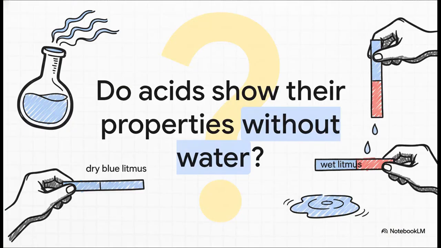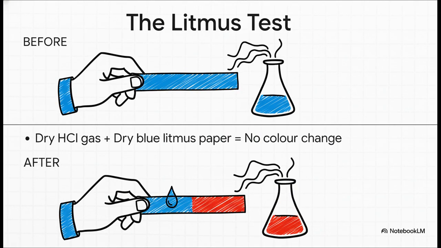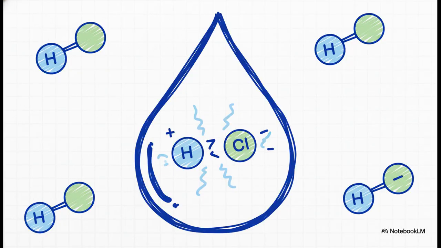To answer this, let's look at another simple experiment. This time, we will take some dry hydrochloric acid, which is a gas. We will test it with a dry piece of blue litmus paper and then with a wet piece of blue litmus paper. Let's see what happens. Now observe carefully. When we bring the dry HCl gas near the dry litmus paper, there is no change in color. Nothing happens. But the moment we use a wet blue litmus paper, it immediately turns red. This shows it's an acid. So what made the difference? What was the secret ingredient? And the answer is water.